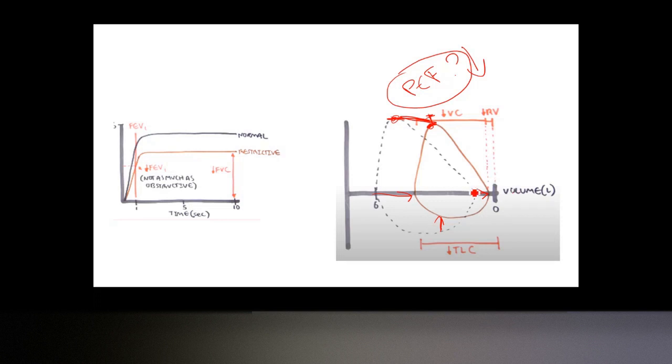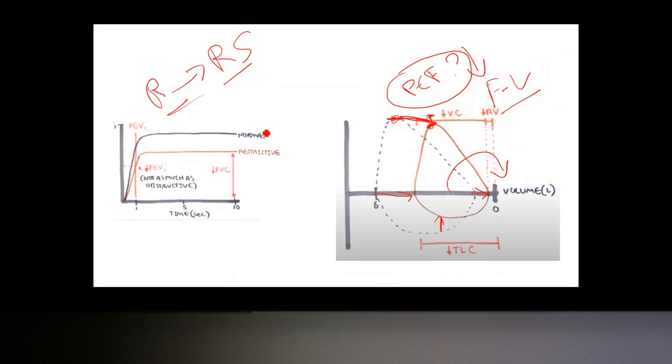Okay, so to make the graph, we have to do a right shift. Easy way to remember: restrictive causes right shift. Just remember this also, if you forget everything, and this probably will help you remember it. Restrictive causes right shift of the graph, of the flow volume curve. Okay, now we come back to the second graph. Now we have to understand how the second graph would change.